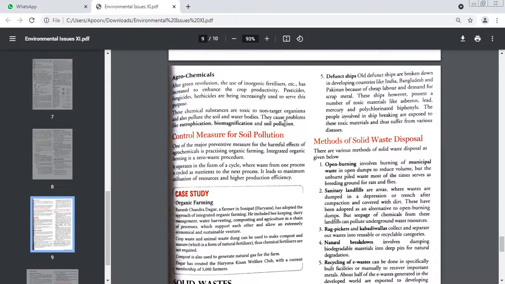Very good. So, does he need chemical fertilizers? No, ma'am. He has his own plants, he has his own animals. So the waste which he gets from plants and animals, he makes manure, so he does not need fertilizers. He also generates natural gas on his farm. So the fuel problem is also solved. Dagar has created the Haryana Kisan Welfare Club. How many people are members of this club now? 5,000 farmers.